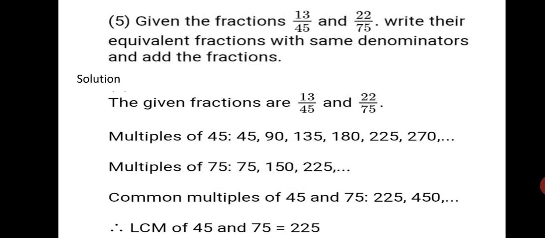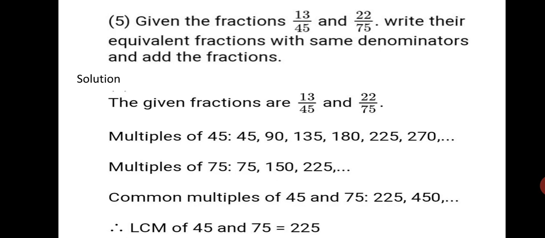The last question, fifth one: given the fractions 13 upon 45 and 22 upon 75, write the equivalent fractions with the same denominators and add the fractions. So this is a different type of question here. We want to find the equivalent fractions. We have studied previously that to find equivalent fractions we have to equalize the denominators. And to equalize the denominators we need to know the LCM, right?